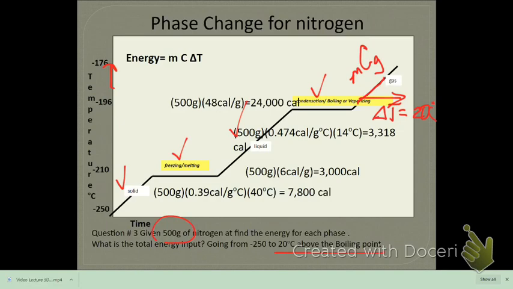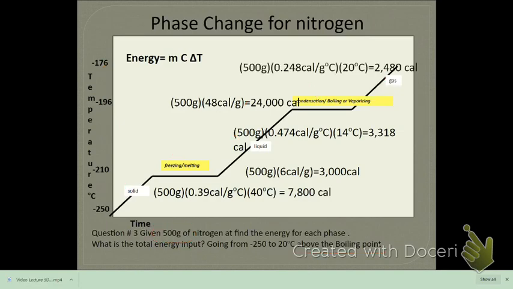And when I plug all that in and set it up, I have my 500, or my mass. I have my specific heat of gas nitrogen, and I have my 20 degrees delta T. Clear your calculator. Take 500, multiply it by 0.248, and times 20. That will give you 2480 calories.